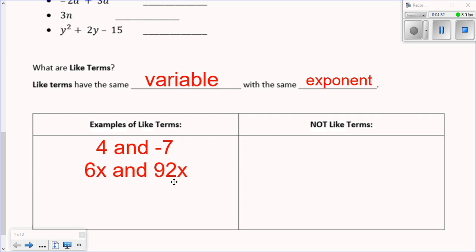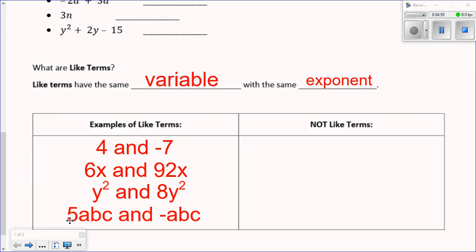Another one would be 6x and 92x. They have the same variable of x and they have the same exponent, which is really 1. You can't see it, but there's really a 1 there. But they're still the same because you don't see an exponent. So those are combinable. Y squared and 8y squared. They both have the y squared part, which is what's important. And then 5abc and negative abc. They both have the abc portion. Even though they have 3 different variables, they both have the exact same 3 different variables. So those are like terms.